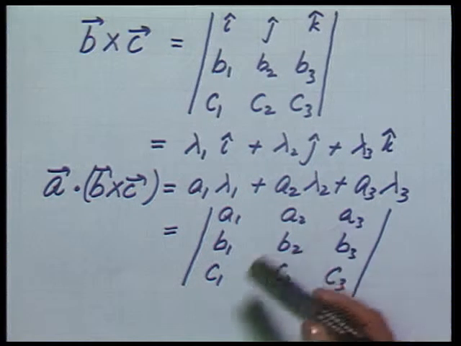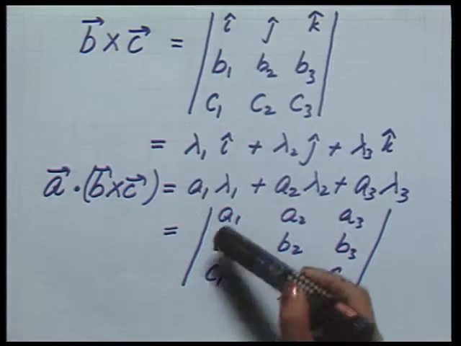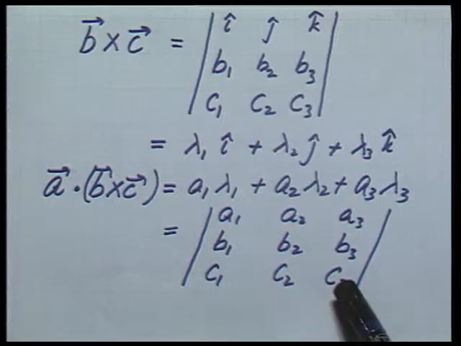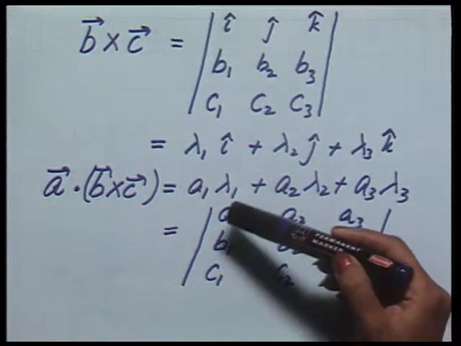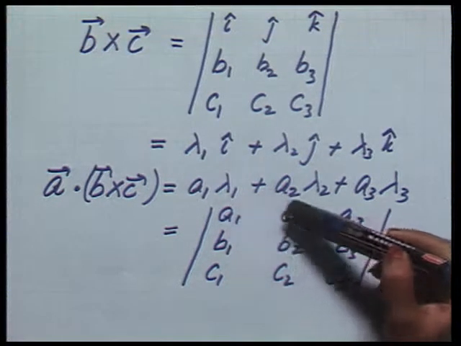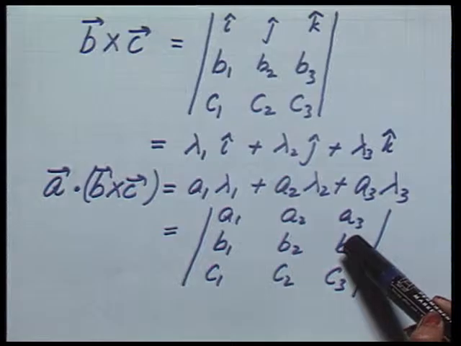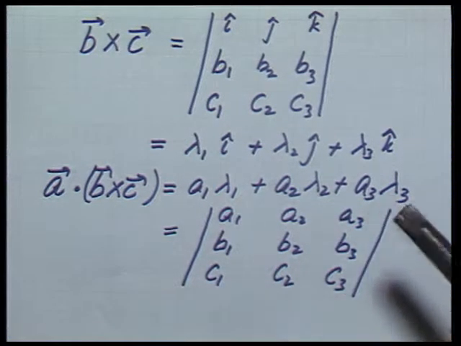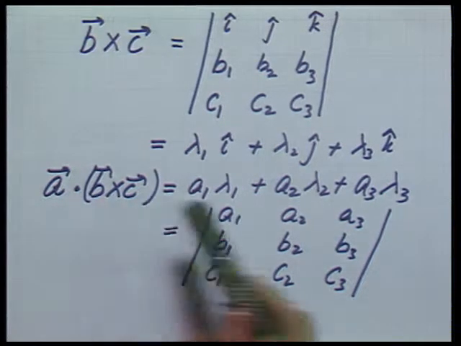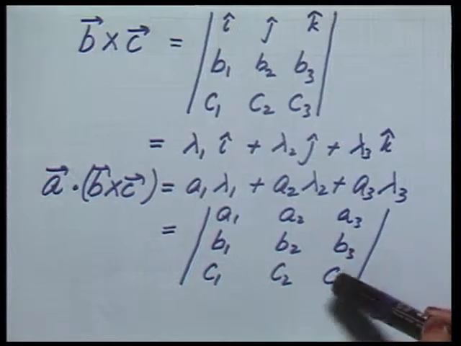And therefore, for instance, if I interchange the second and the third row, so that C1, C2, C3 comes here, B1, B2, B3 comes here, and then interchange the first and the second rows so that C1, C2, C3 comes to the top and A1, A2, A3 in second place, then the determinant will not have changed. In other words, we have proved that A dot B cross C is equal to C dot A cross B.